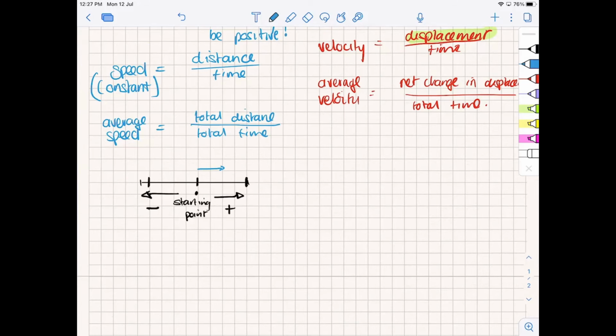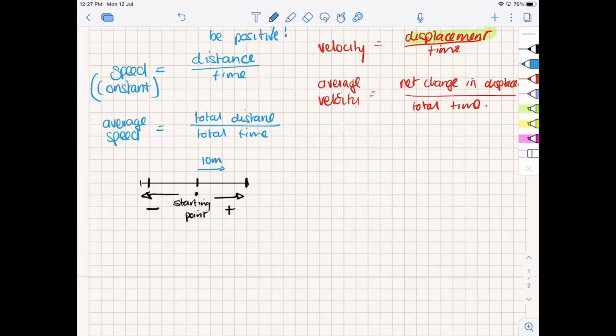Well, first of all, if he's moved 10 meters away from the starting point, what is the magnitude of his displacement? How far is he away from his start? He's 10 meters away, right? And we don't write it in mathematics, but he's actually plus 10 meters away from his start, because he's gone in the positive direction, okay?